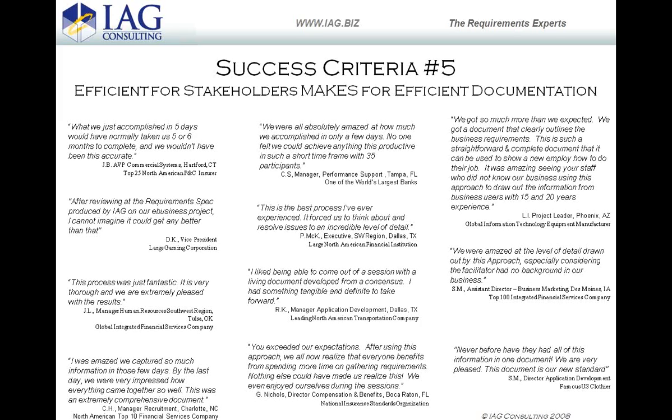So success criteria number 5 is it needs to be efficient for all stakeholders, all right? It needs to be efficient for all stakeholders to make for efficient documentation. And the only way I can kind of get that across to people is to provide the things that people say about our process, right?